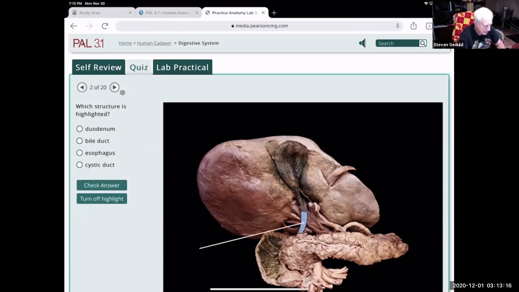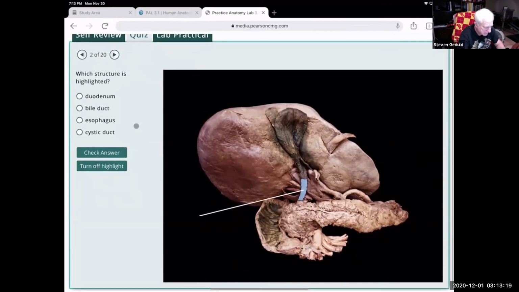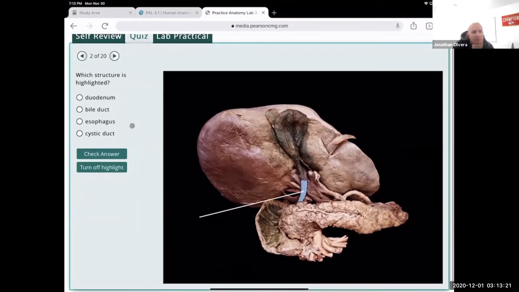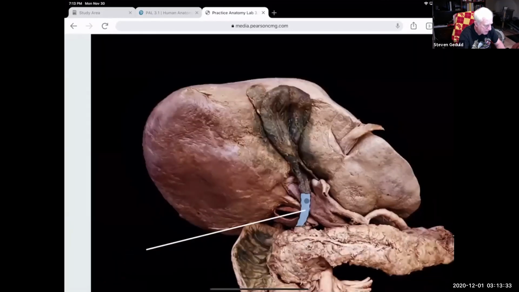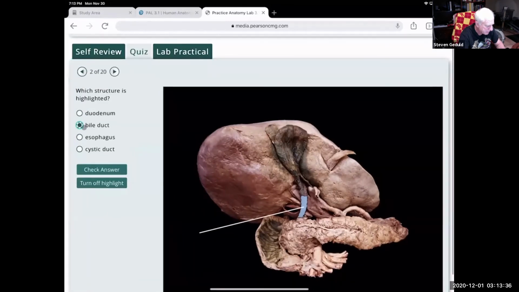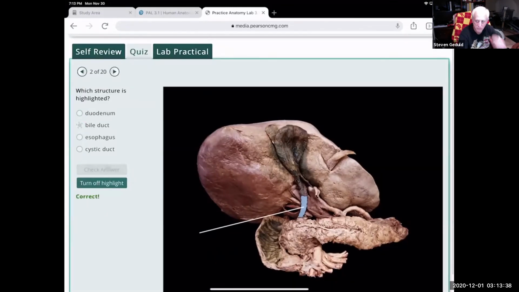Okay, what structure is highlighted here? Bile duct. Okay, yeah, your cystic duct's up here. Your bile duct's where they fuse together. Here's your common hepatic ducts, and it looks like it fuses with the cystic duct to form your bile duct. So it looks like they're pointing at the bile duct. Perfect. Okay, you understand the difference between them? The hepatic duct comes from the liver. The cystic duct comes from the gallbladder. When they fuse, you get your bile duct that comes into the duodenum and releases the bile fluid.